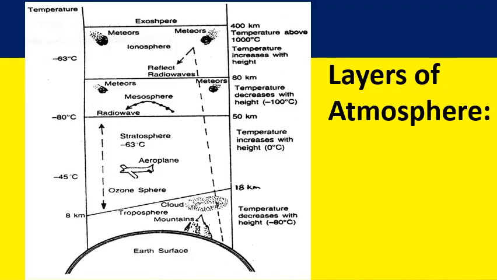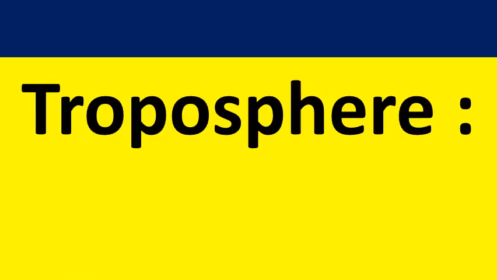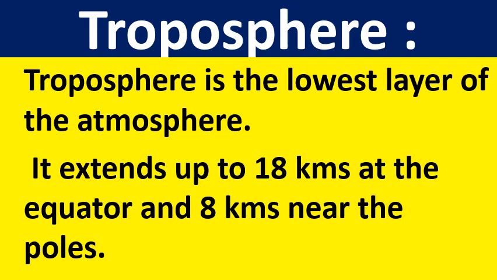First of all, let us know the first layer of atmosphere, that is troposphere, then stratosphere, mesosphere, thermosphere, which is also called ionosphere, and finally let us know about exosphere. Today I'll teach you about troposphere. Dear students, troposphere is the lowest layer above the Earth's surface. You have got troposphere. That means we are all living in troposphere.